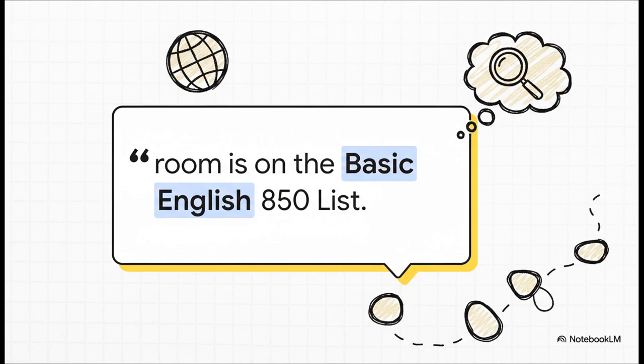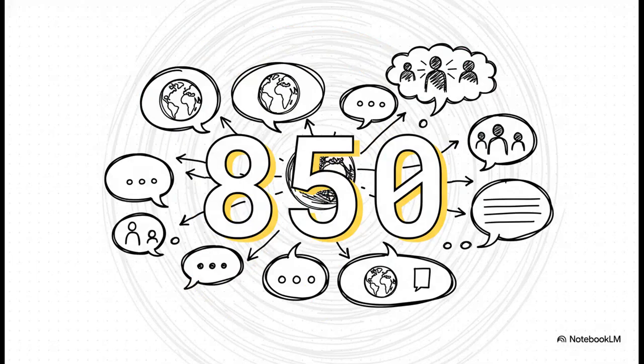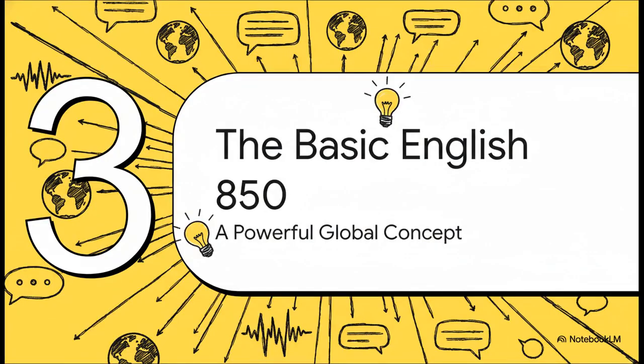Okay, what on earth does that even mean? It's not a definition. It's like a tag or a label. And this right here is our first breadcrumb on a much, much bigger trail. So yeah, that's the big question for this whole explainer. What is the Basic English 850 list? And what in the world does it have to do with a simple word like room? The heart of this whole mystery is this number, 850. It's not just some random number. It is the key to a really big idea. All right, let's get to the reveal and see what this list is all about.